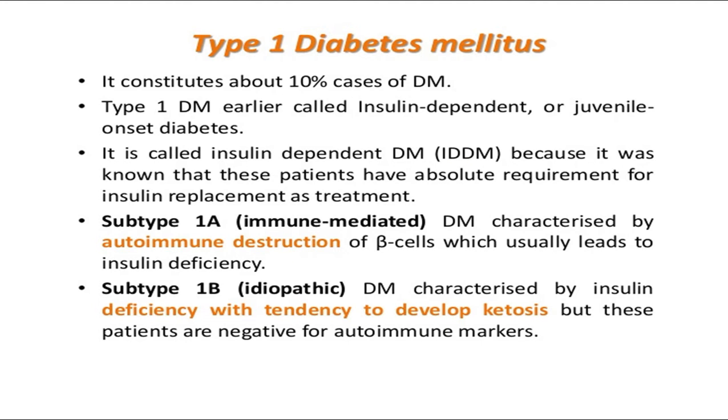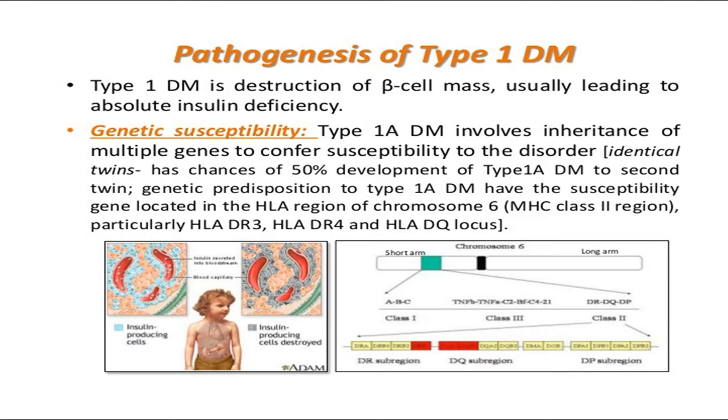Type 1 diabetes is approximately 10% of the cases of diabetes. It is the insulin dependent or juvenile onset diabetes. There is an absolute requirement of insulin for the treatment. That's why it is called insulin dependent diabetes mellitus, IDDM. It has two subtypes: immune mediated and idiopathic. Immune mediated is characterized by autoimmune destruction of the beta cells, while idiopathic is characterized by insulin deficiency with a tendency to develop ketosis, but these patients are negative for autoimmune markers.